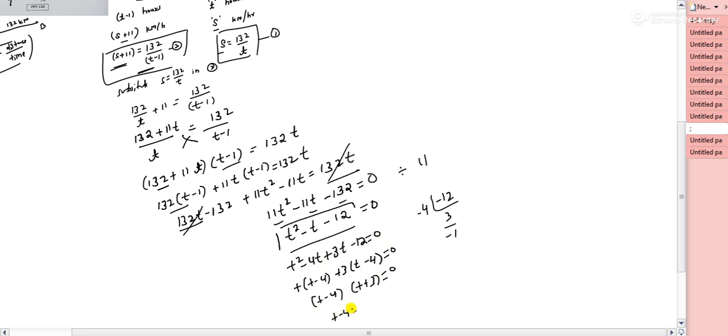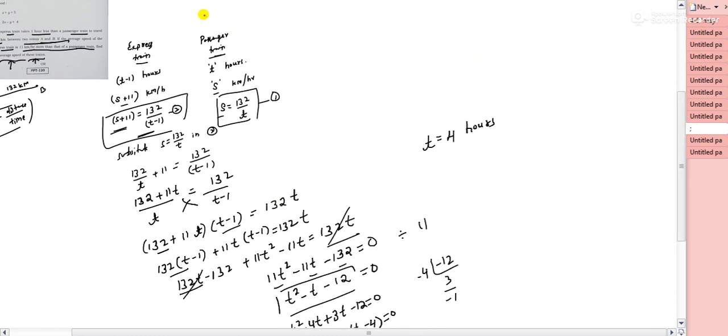So on equating both of them to 0, you will get t as plus 4 and t as minus 3. Now time cannot be negative, so we'll take the positive value. So the time is 4, and since it is in hours, we'll write 4 hours. The time taken by the passenger train is t hours, which means 4 hours.